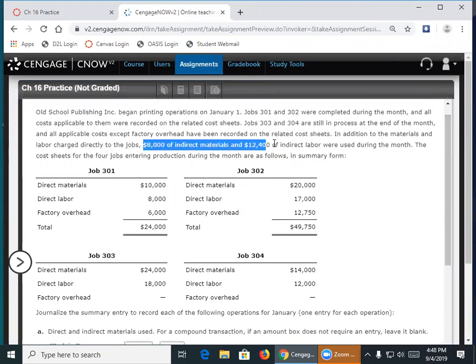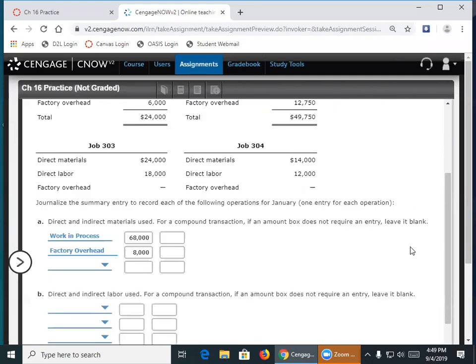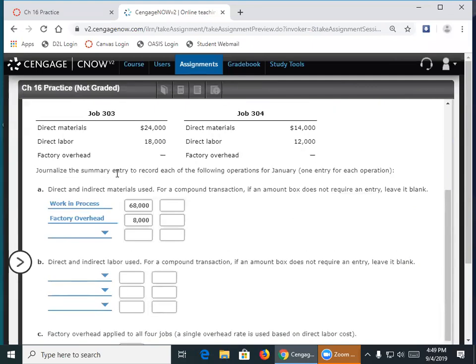Did you not include the indirect labor in that? We will. We're just on materials right now, though. Okay. So they tell us 8,000 in materials and 12 of indirect labor. So those we know when they tell us were used, we know their actual charges. So it's a little confusing at first, right? That's why I like using the T accounts to kind of show you guys.